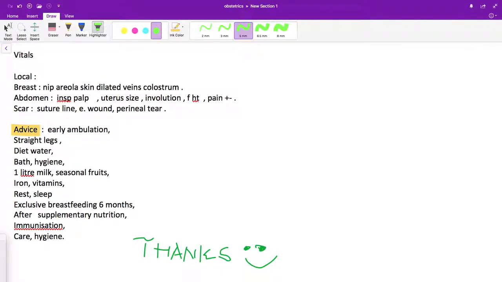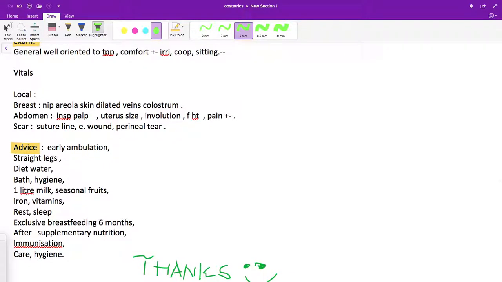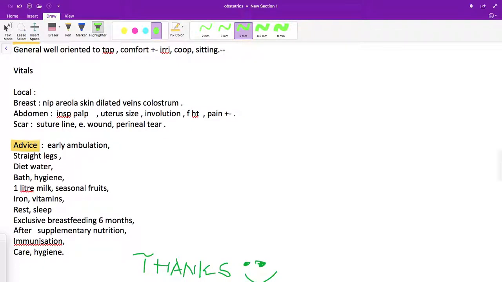Then, other things you have to mention, I have not written here because everybody knows them so well. So from head to toe, general examination, obviously the general condition, the build, then the nourishment, the weight of the patient you can ask for. Then the height is also important because if the height is less than 145 centimeter, it comes under the risk pregnancies.